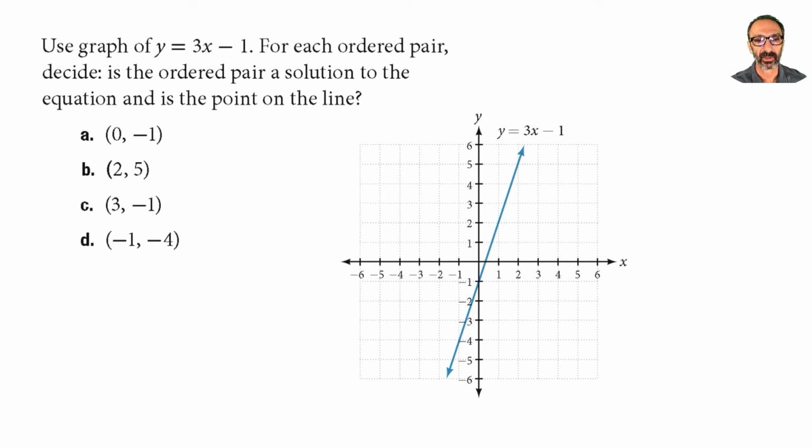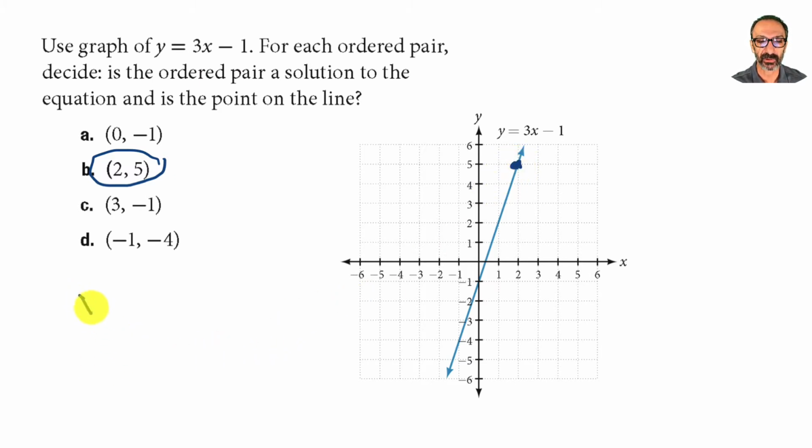Use a graph of y equals 3x minus 1. For each ordered pair, decide if the ordered pair is a solution. Let's pick one. Let's pick 2 and 5. Use graph. So I'm going to use a graph. Is the ordered pair a solution? Okay, 2 and 5. This is 2 and 5. 2 for x, 5 for y.